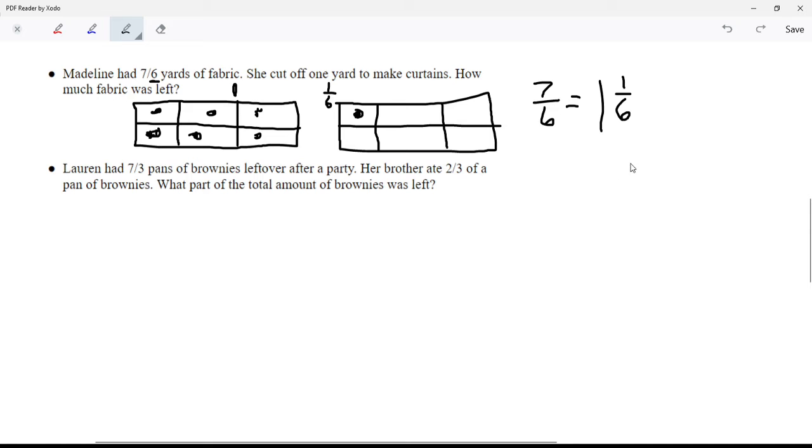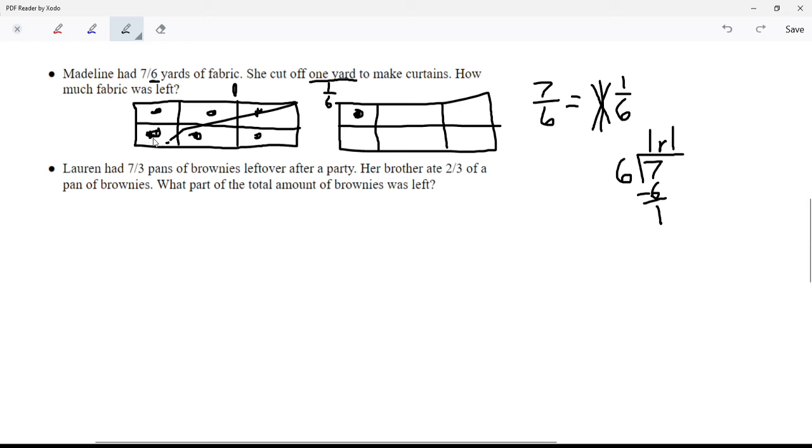We can also get that by just doing division. 6 goes into 7 one time, which becomes the whole number, minus 6, 1, and then the remainder of 1 becomes the numerator. So it is 1 and 1/6, and then it says she cut off 1 yard, right? So basically, we can just X out this 1, and we have 1/6 left.